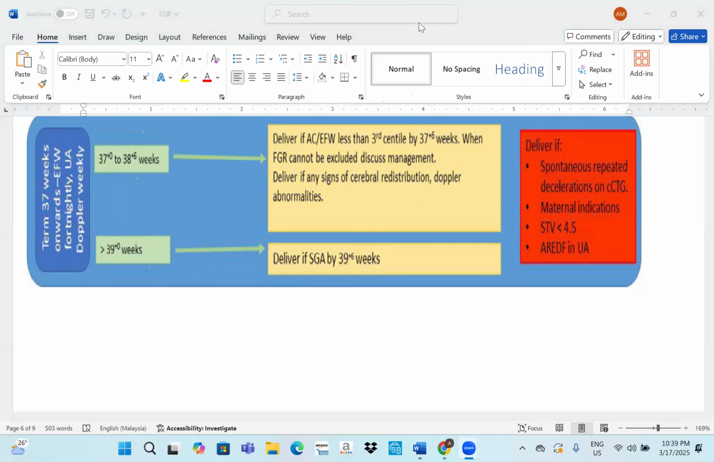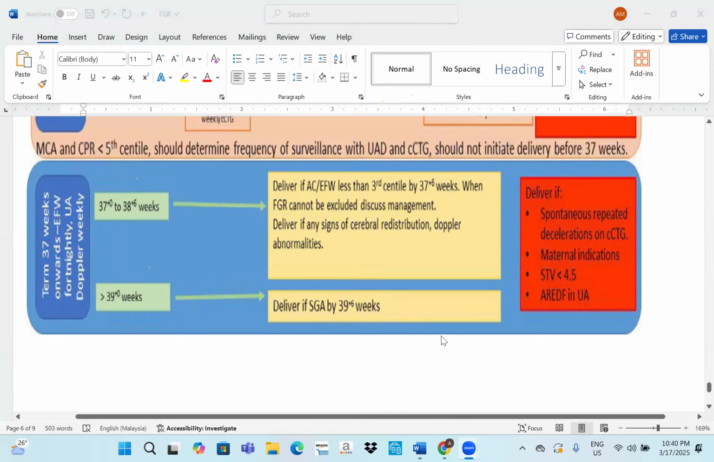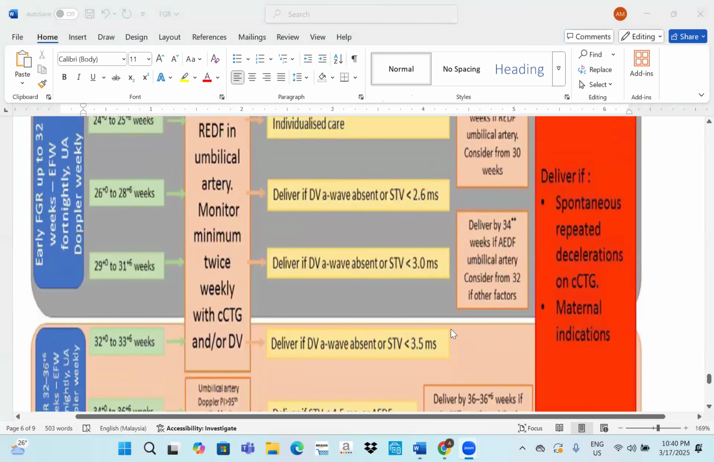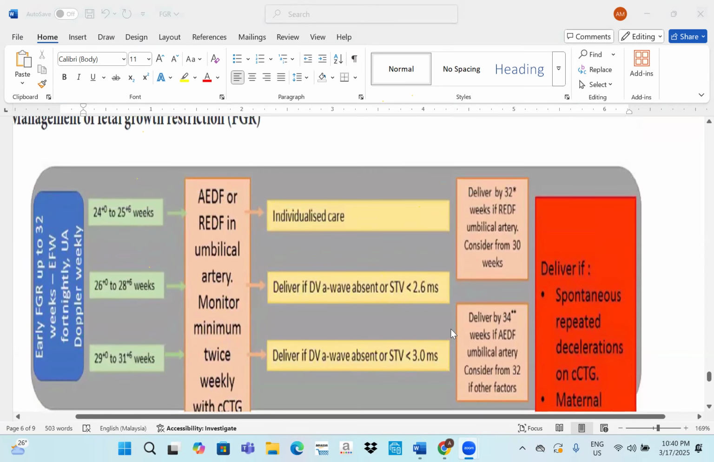Ma'am, at what time do we have to admit the patient and how to manage as an outpatient? Okay. For which patient do you want to ask specifically? SGA. FGR. FGR. Okay. All this monitoring is outpatient monitoring. Whenever you are planning for the induction of labor, this is the usual protocol everywhere. Okay.